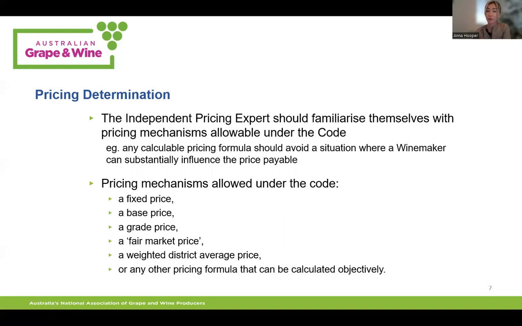The independent pricing expert will need to familiarise themselves with the code as well as any other provisions relating to price. For example, signatories must not purchase grapes on the basis of a pricing formula that gives the winemaker the opportunity to substantially influence the price payable to the grower. And also note that there are only limited circumstances where price deductions or rejections should be imposed. If it is unclear as to whether the agreement clearly outlines the pricing mechanism in accordance with the provisions contained within the code, then a conciliation should be pursued in preference to an independent expert determination.